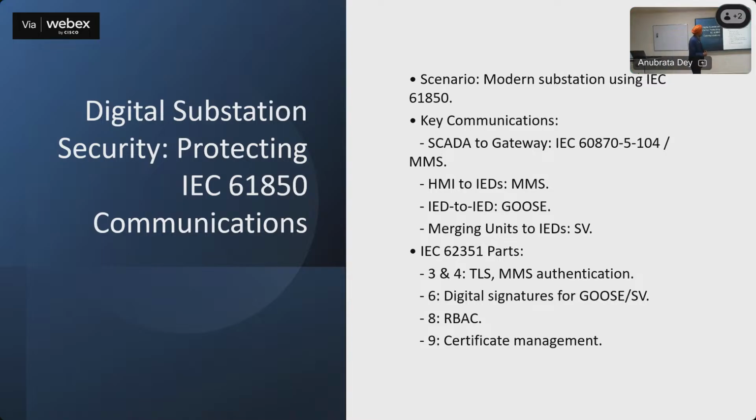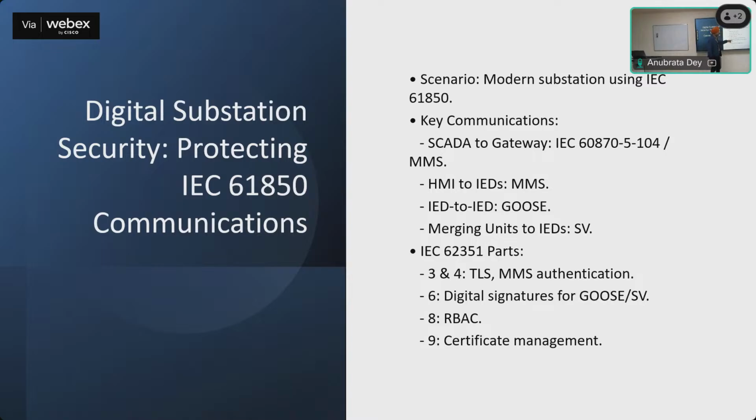So this is again a summary of that. What are the various parts doing here? And what are the key communications that we have, right? SCADA to gateway is IEC 60870-5-104. HMI to IED is MMS, which is client-server communication. IED to IED is GOOSE, okay? And then merging unit to IED is sampled values, right?